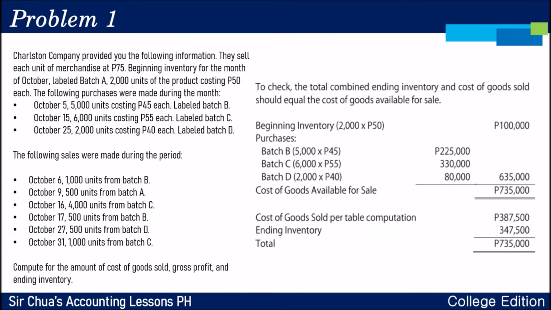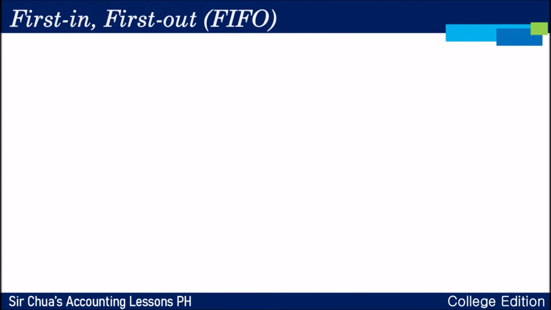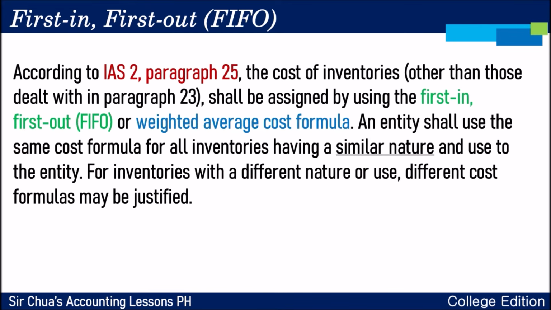For problems 2, 3, and 4, we will be using the same problem para makita nyo po yung differences ng FIFO, weighted average, and moving average. Let's proceed with first in, first out method. According to IAS 2 paragraph 25, the cost of inventories other than those po na ang ginamit natin ay yung sinabi sa paragraph 23 na specific identification method. It's either the entity has a choice on the use of either first in, first out, or weighted average.